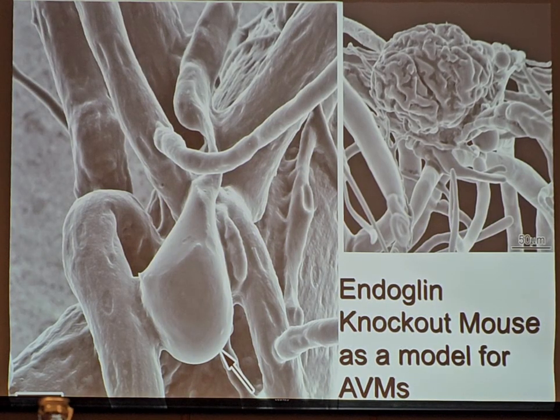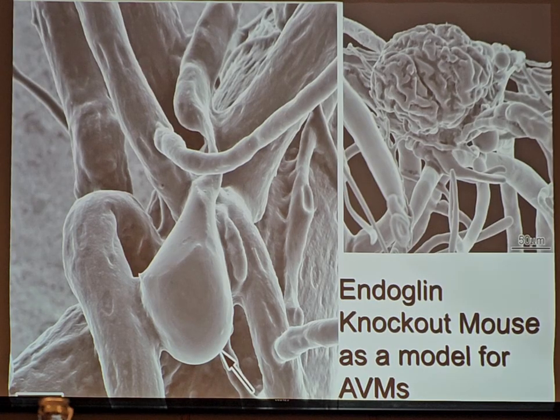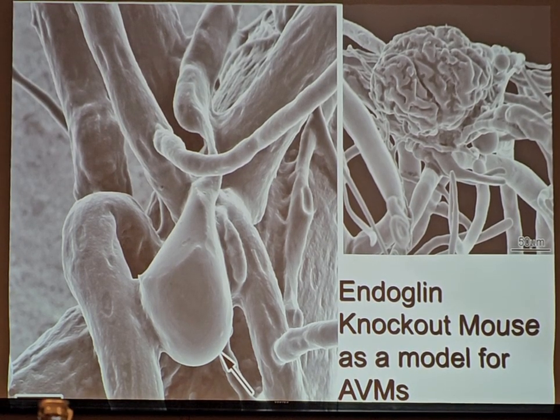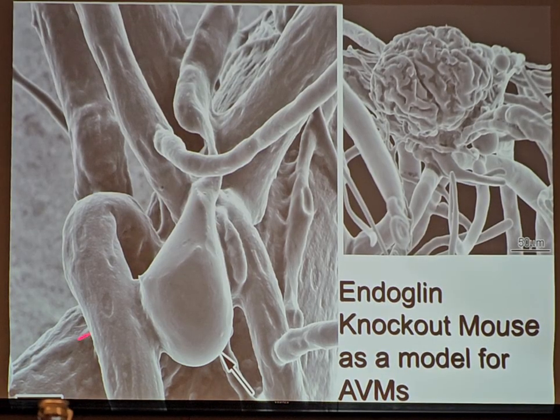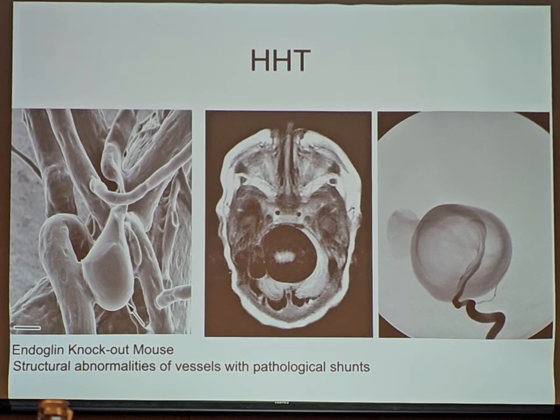Like in Toronto, we did this endoglin knockout mouse. And for this, we were able to demonstrate that there are two different types of vascular malformations that were forming: the direct arterial venous fistulas and the nidus type AVMs. Have a look at this mouse model as compared to the real thing.